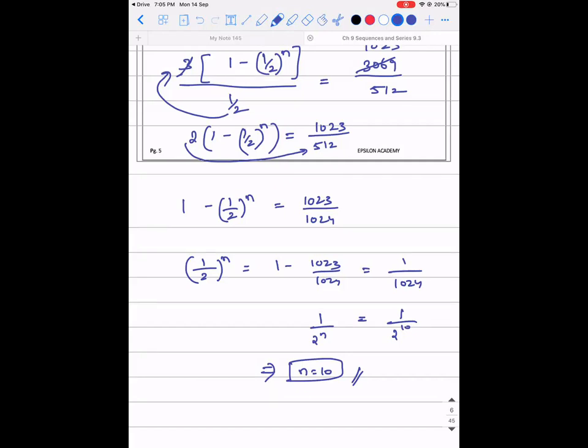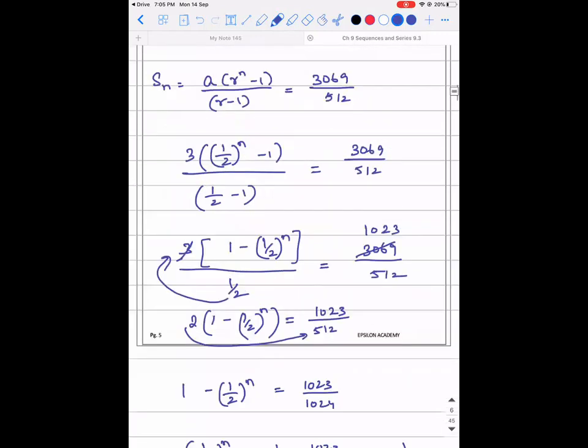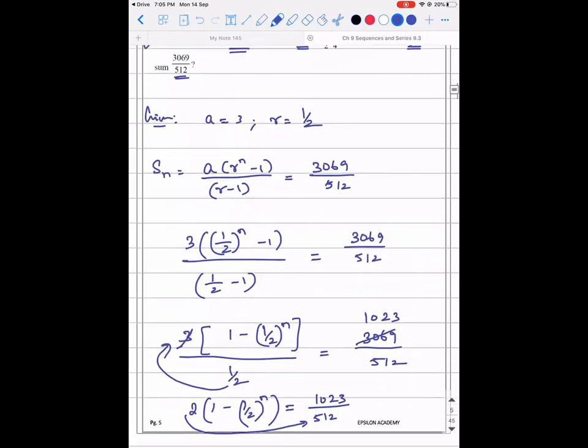Right? So you need 10 terms of the sequence to generate the sum as 3069 divided by 512.